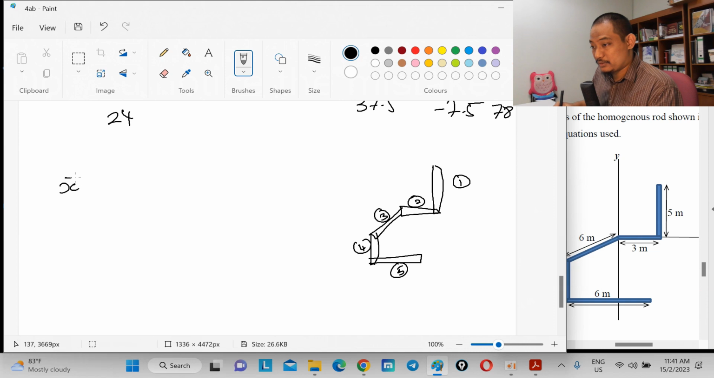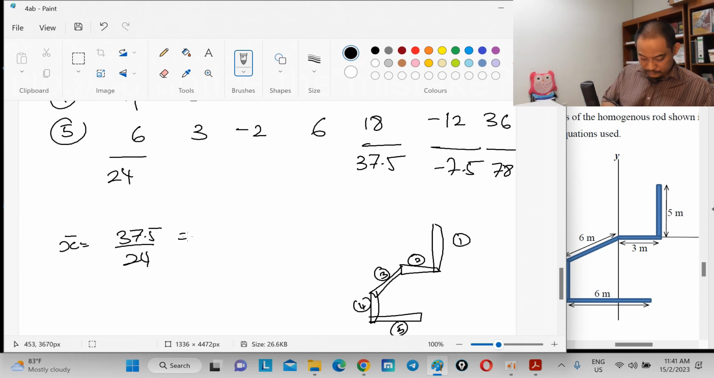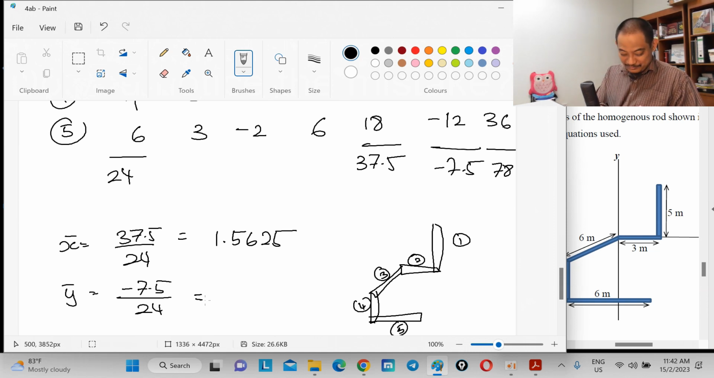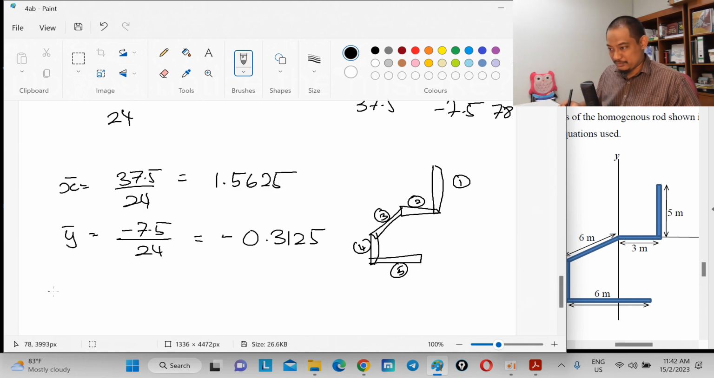Okay, so x bar equal to 37.5 divided by 24. 1.5625. Y bar is minus 7.5 divided by 24. I need some strong coffee or something to avoid falling asleep. 0.3125. Okay, let me double check afterwards. We have to double check everything, right? I think when I'm sleepy, it's bad. 78 over 24, 3.25.